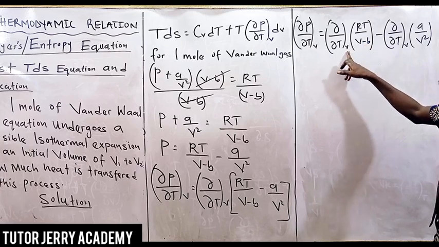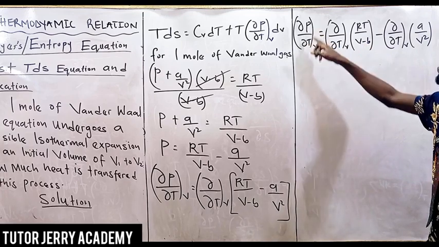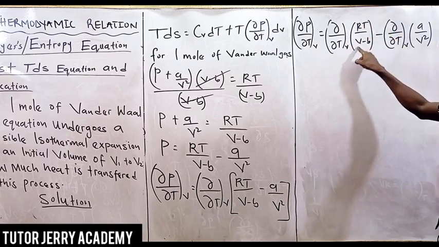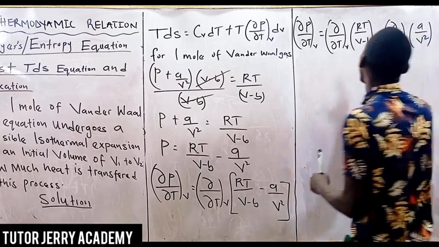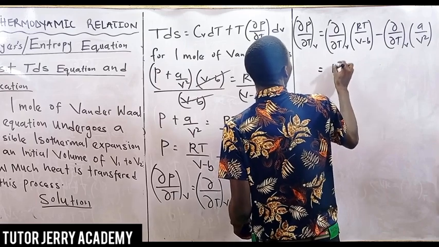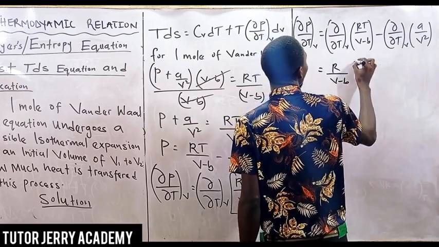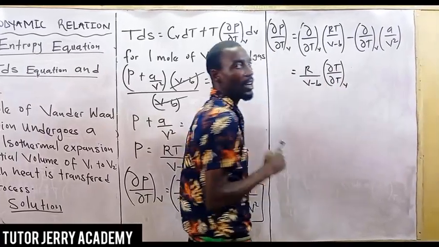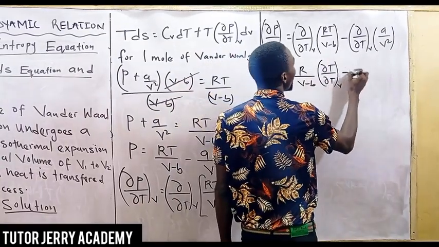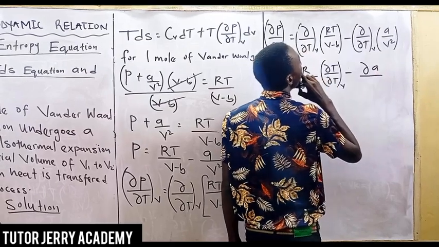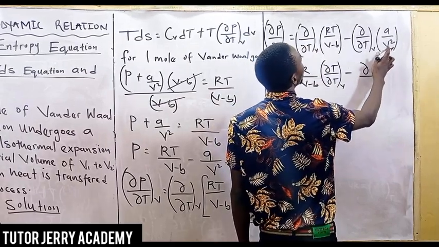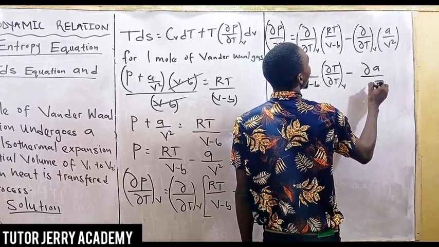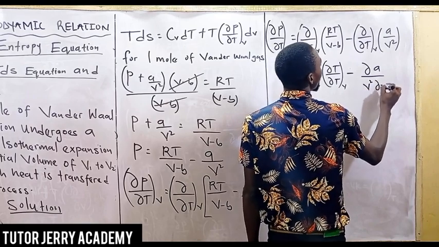So for us to keep V constant, we are going to differentiate P with respect to T. That is, our concern is on T here. So now we are going to keep R over V minus b constant. So if I move this backward here, I'm going to have R over V minus b. Then we are going to be differentiating T with respect to T, keeping V constant here. I hope you get this. All right. So this time we are going to have minus the partial derivative of a over V squared, where we keep V constant. So we are going to move V squared to the back.